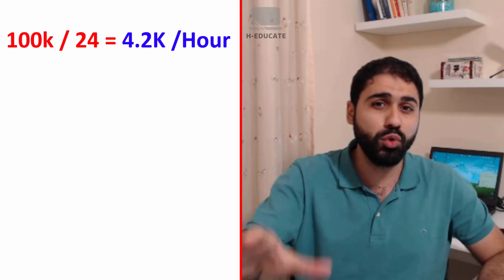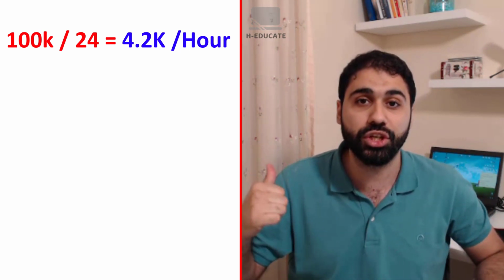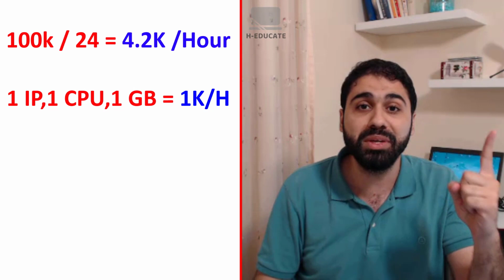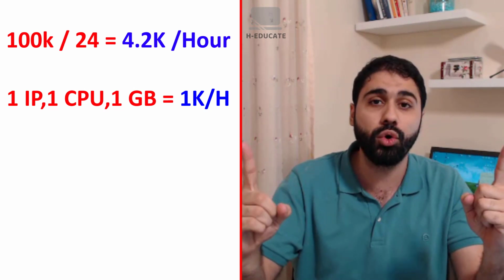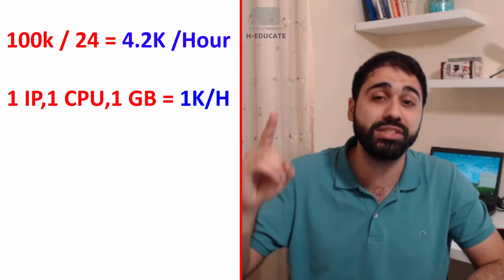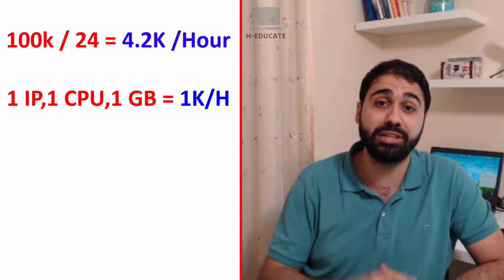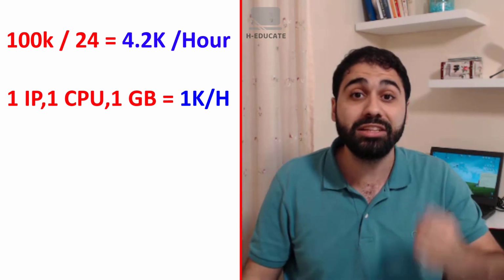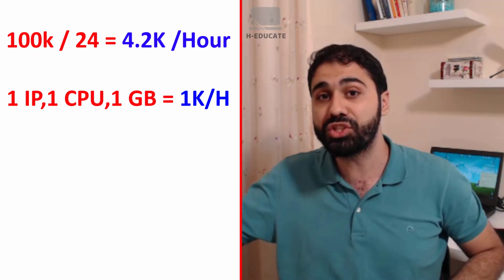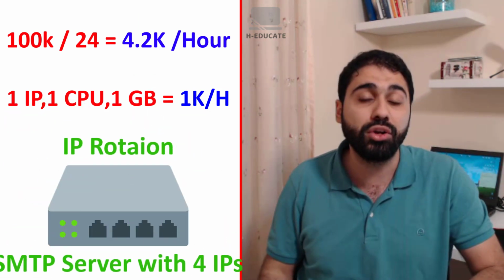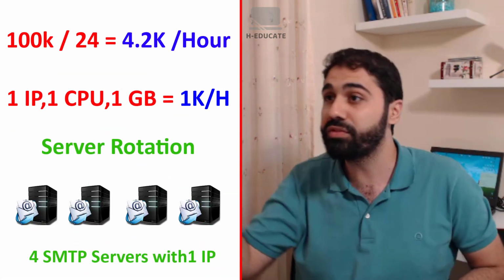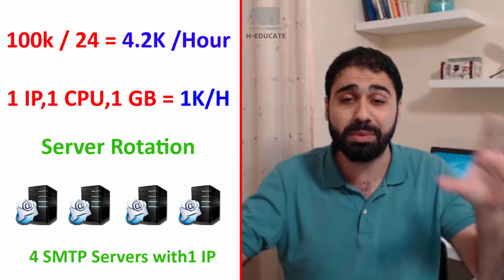Very nice. If you watched my technical email marketing lecture, we mentioned that as a general rule, you need one IP address, one CPU or one core, and 1 GB of RAM on your server to send 1,000 emails per hour. So if you want to send 4,000 emails per hour, simply you need 4 IP addresses attached to your server, or you need 4 SMTP servers. So here in the first case you can configure IP rotation, and in the second case you can configure SMTP server rotation.